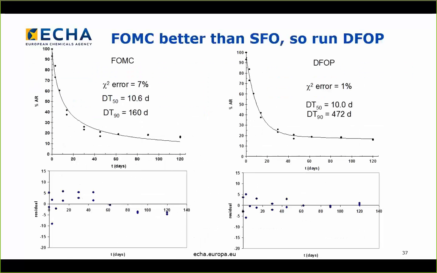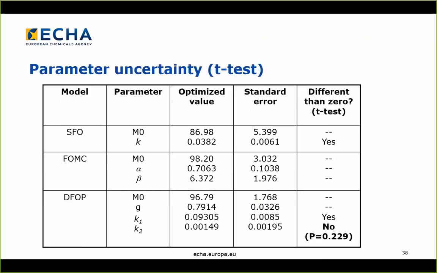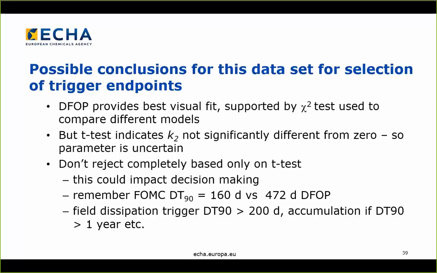In this example, our FOMC DT90 is 160 days. Our DFOP fit gives us a DT90 of 472 days. So remembering that FOMC DT90 was 160 days, that would actually impact our regulatory decision making if we were thinking about whether that information would trigger the need to conduct a field dissipation study. Volume 4 Part A has a DT90 trigger of 200 days.